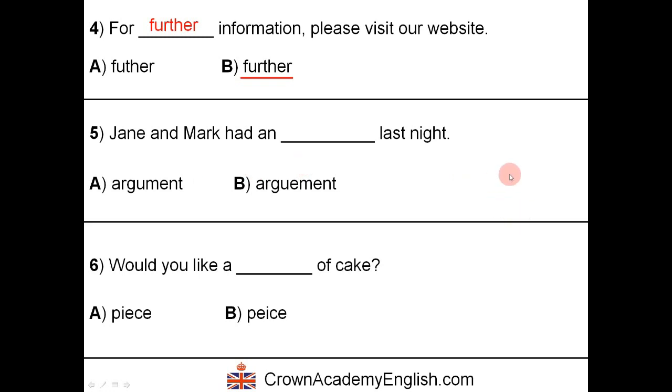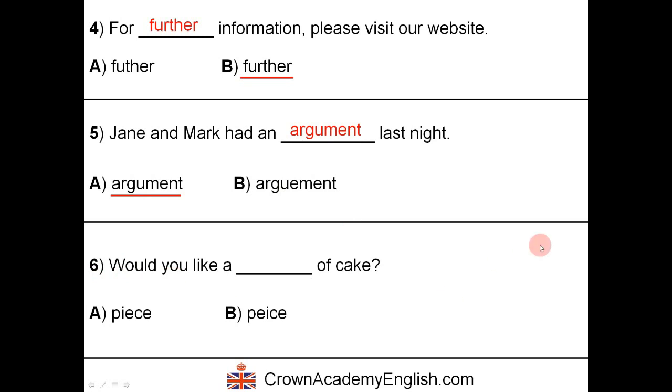Question 5. Jane and Mark had an argument last night. An argument is spelled A-R-G-U-M-E-N-T. Okay? Argument. This is wrong. The first part of the word argue, A-R-G-U-E, that is the verb, to argue with someone. But when we make the noun argument, we remove the letter E. It is without the letter E. Okay?